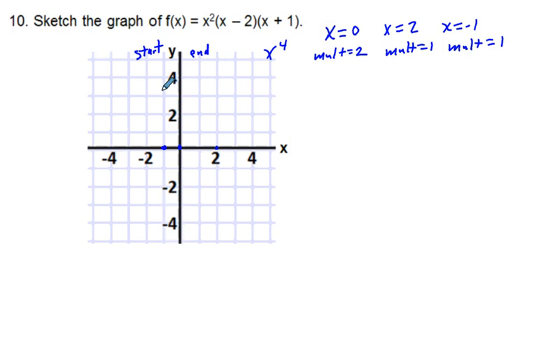So starting high, what happens at negative 1? We have a multiplicity of 1, so we are going to cross, and then we're going to go down here and come back up to the next one at 0. We have a multiplicity at 0 of 2, so we're going to bounce and come down here like this. And then we're going to go back up like this.